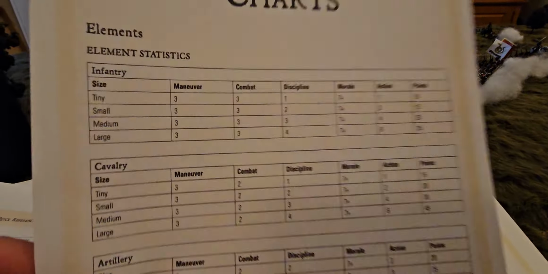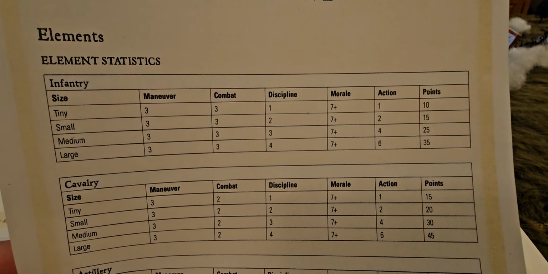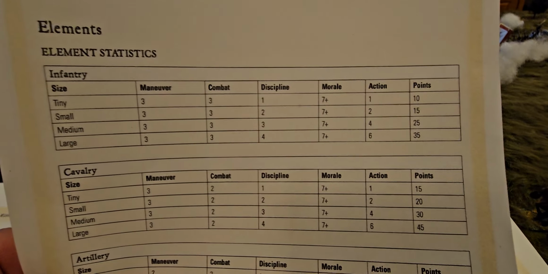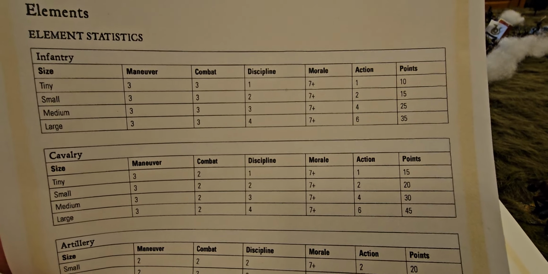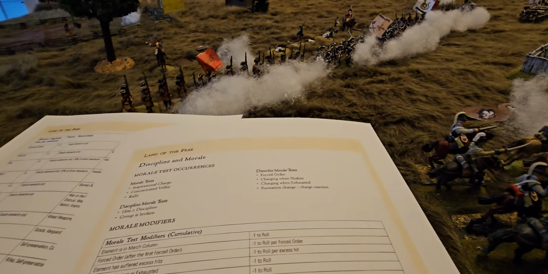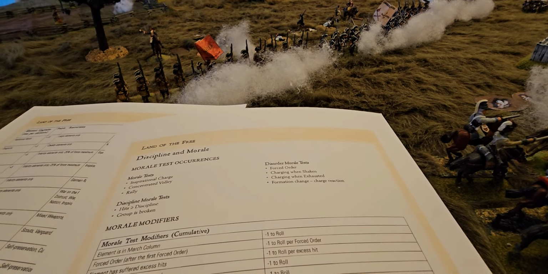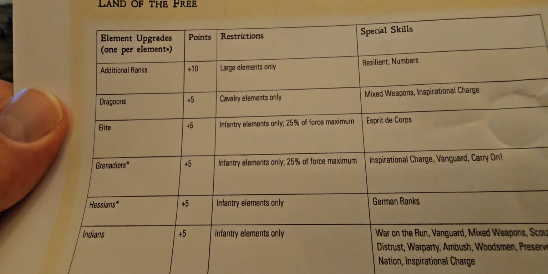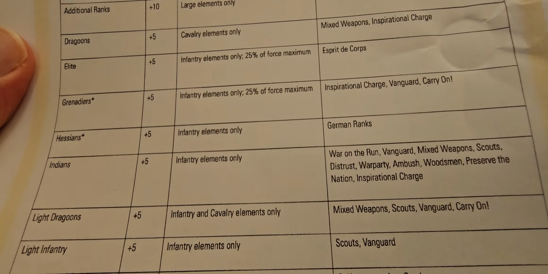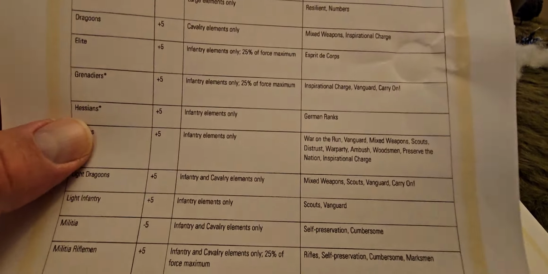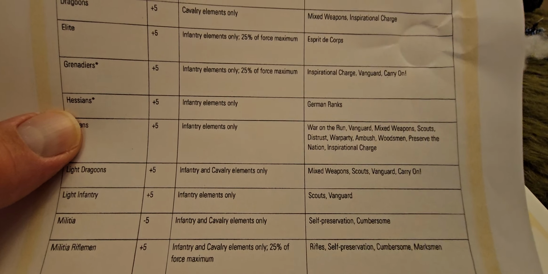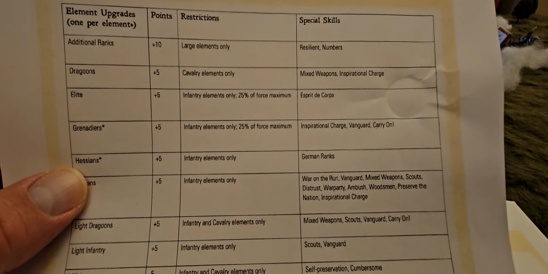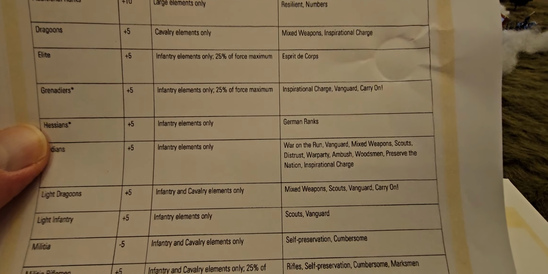So there's a point system for that, so you can see how many points they get. For instance, a tiny element is only 10, a large element is 35. Then the next thing is, what kind of troops are they? Just to give you an example, if you decide to go with Hessians, they cost an extra 5 points, infantry elements only, and you get German ranks.